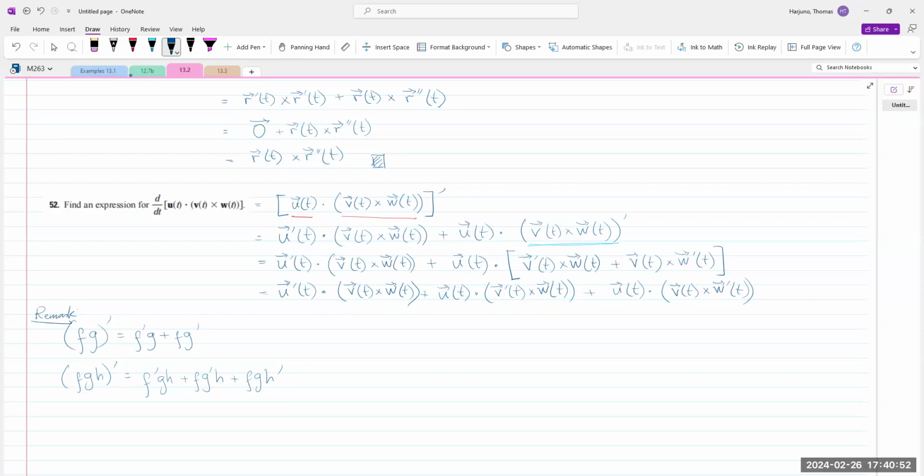Suggested homework from this section, section 13.2, will be from 9 to 25 and then 35 to 41.